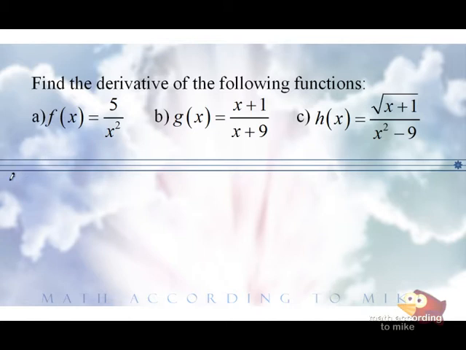Let's do part A. So part A, here the 5 is high and the x squared is low. So according to the quotient rule, it's sing your song, low times the derivative of high, low-d high, minus high times the derivative of low, high-d low, all over low squared. Low-d high minus high-d low, all over low squared. All right, just putting in primes as necessary.